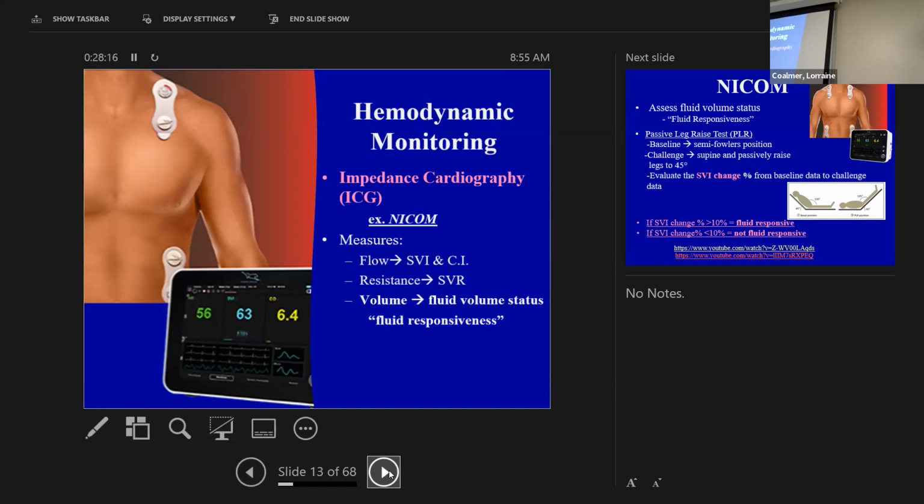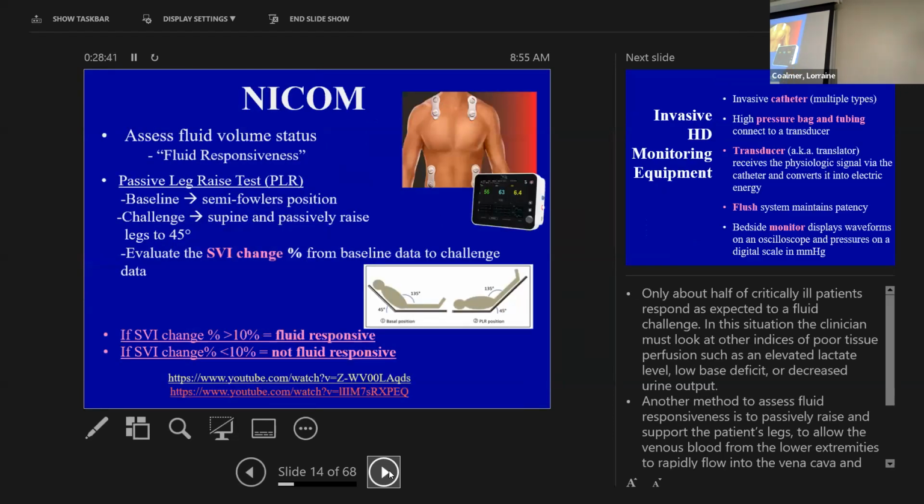Does that make sense? In my days in the early 90s when I worked in the ICU, everybody got fluids. We just drowned them in fluids. Now we do the NICOM to say, well, yes, this patient would benefit from fluids, or no, this patient would not benefit. That makes sense to you guys? So you might hear them say, do a PLR. And I'm going to show you a video.